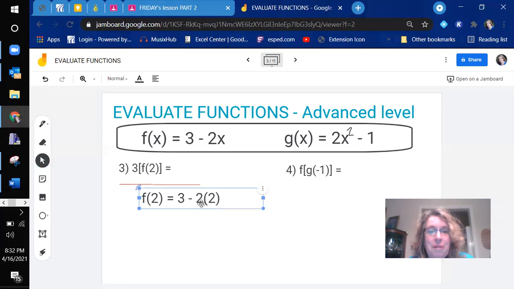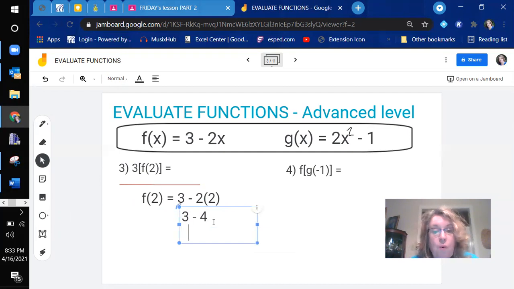So I had 3 minus 2x, but instead of the x, I'm putting the 2 in right there. This is where the x used to be. So now let's figure out what we've got. That would be 3 minus 4, because 2 times 2 is 4. And then I'm going to take it one step further. 3 minus 4 is a -1.